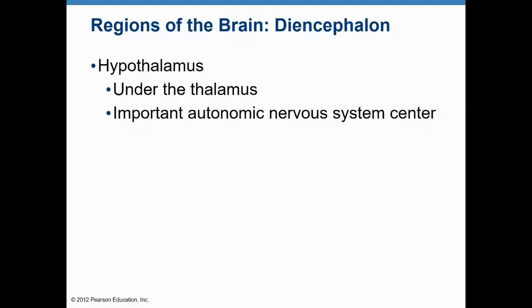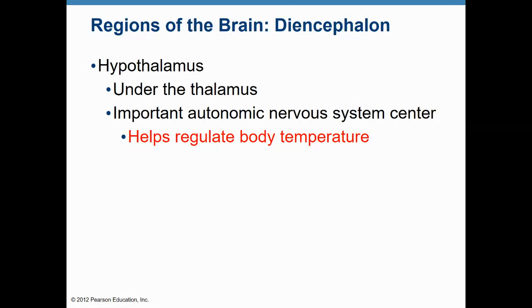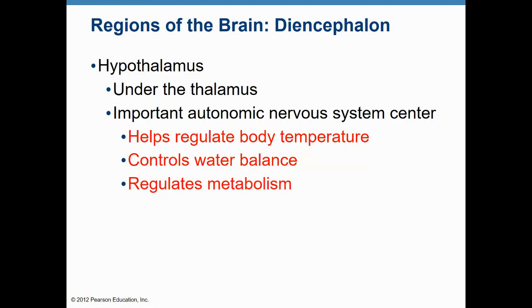This is a very, very important autonomic nervous system center. This particular center or region of the brain helps regulate your body temperature and make sure that autonomic responses occur if you get too cold or if you get too warm. This also controls water balance, so the fluid balance in your bloodstream, which is really important. It also regulates metabolism, which is a really interesting side note all in and of itself. We won't get into that specifically, but your metabolism, of course, does change with life.